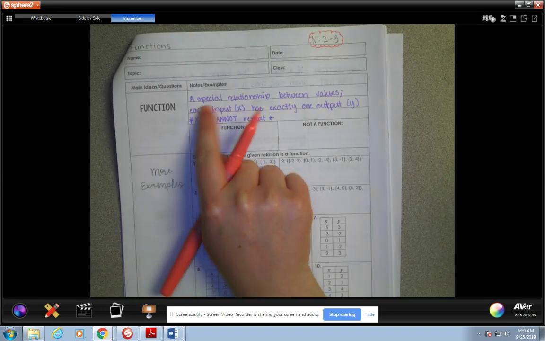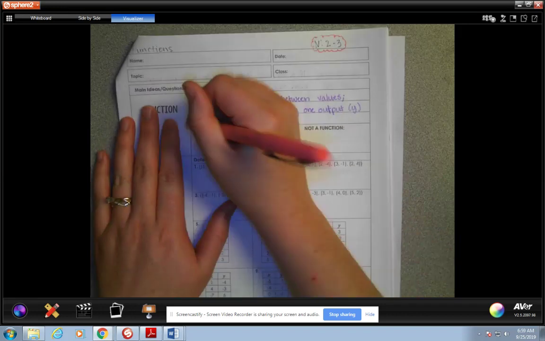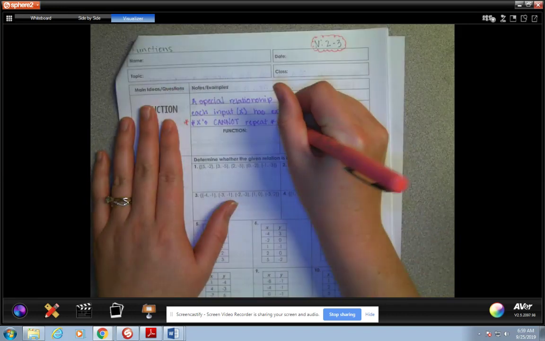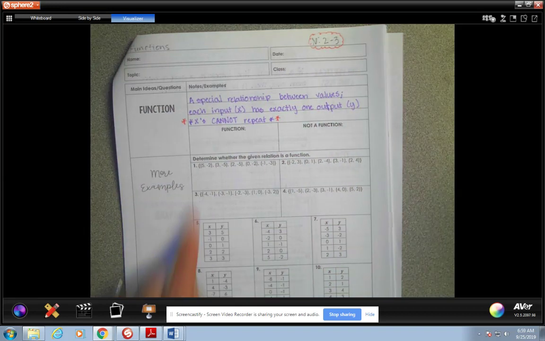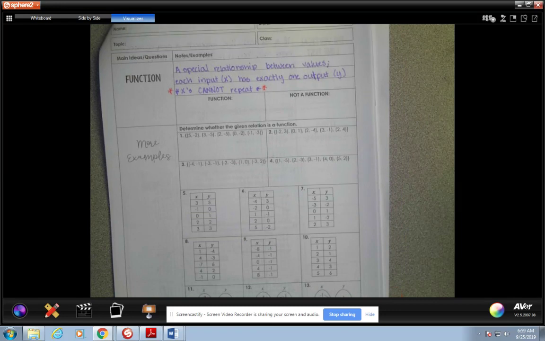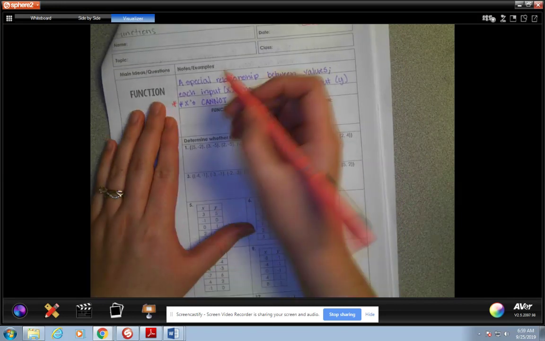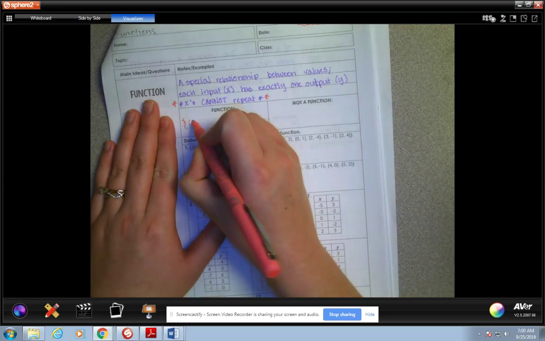A function is a special relationship of values where each input x has exactly one output y. And that statement right there is just a fancy way to say that the x's cannot repeat. So if you have ordered pairs or tables or a map of different points, what you're looking for is that the x values cannot repeat.